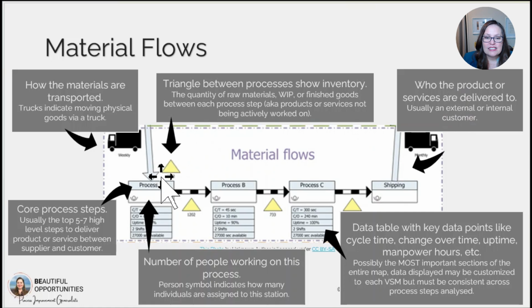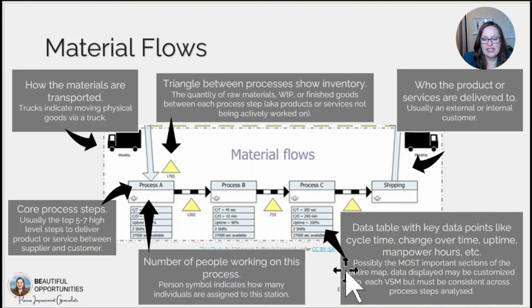In the middle, we're going to see these triangles in between each of our process steps that quantify how many raw materials or work in progress or finished goods are sitting in between these process steps. Underneath each of these process steps is going to be additional data. So, for example, if you see this little C with a circle in it, this represents a person.